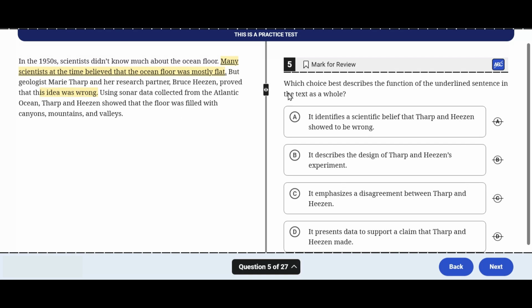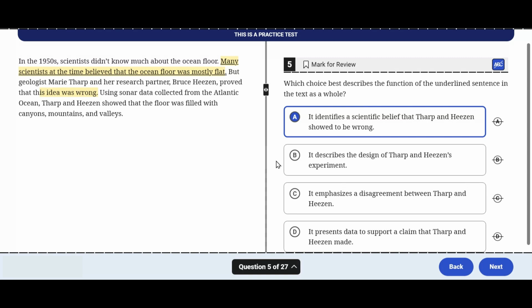So let's go ahead and look at the answers. "It's a scientific belief that Tharp and Heisen showed to be wrong." That's exactly what we're looking for. Let's go ahead and read the other three just to show that there's no other that meets what we're looking for. "It describes the design of Tharp and Heisen's experiment." Doesn't do that in the slightest.